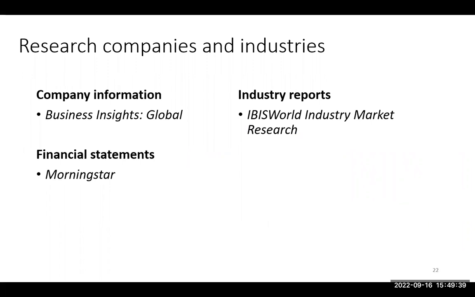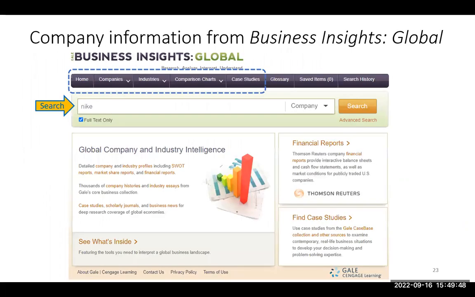Next, let's look at databases for finding company information, including financials and industry reports. The Business Insights Global Database has a directory search under the Companies tab, and under the Industry tab, a search for industry information, for example, market share report. It also provides a wealth of information about global companies. In this example, I've typed Nike into the company search box.